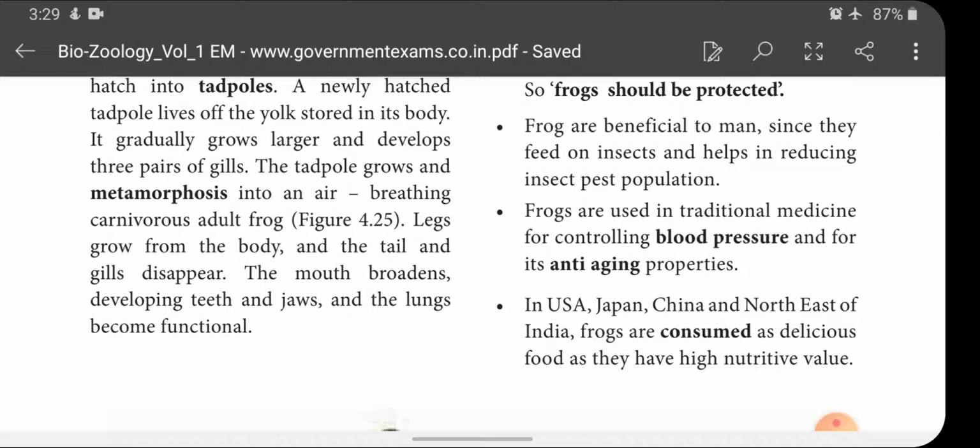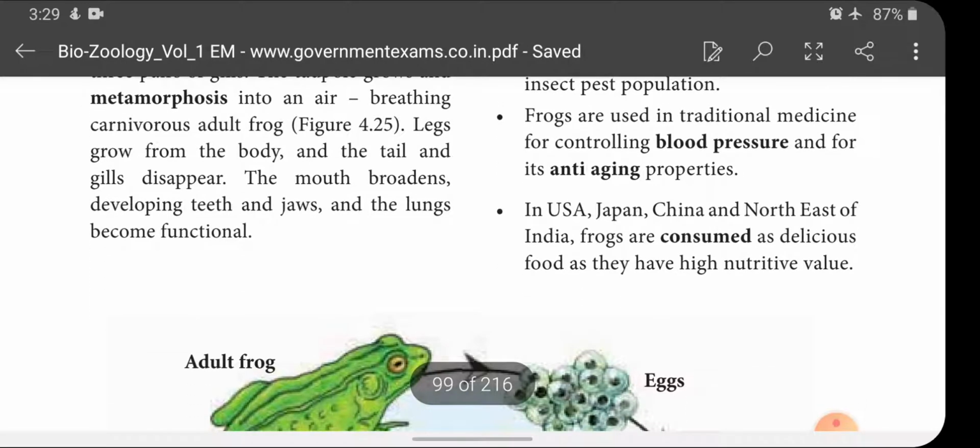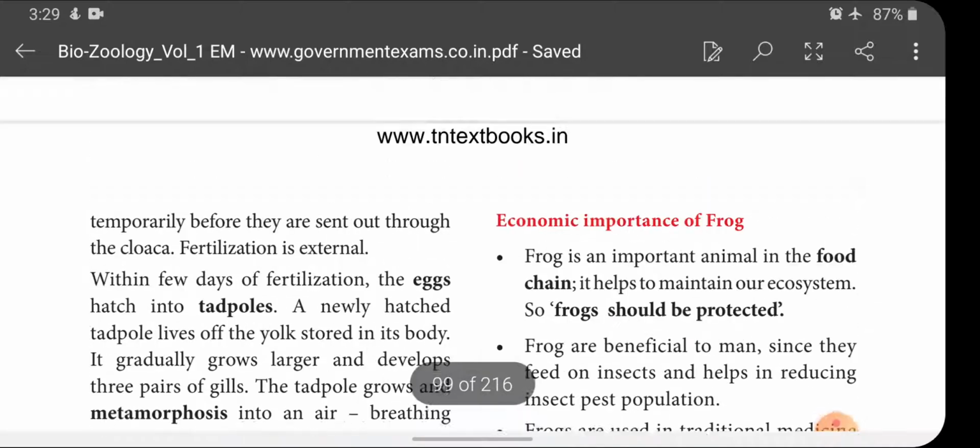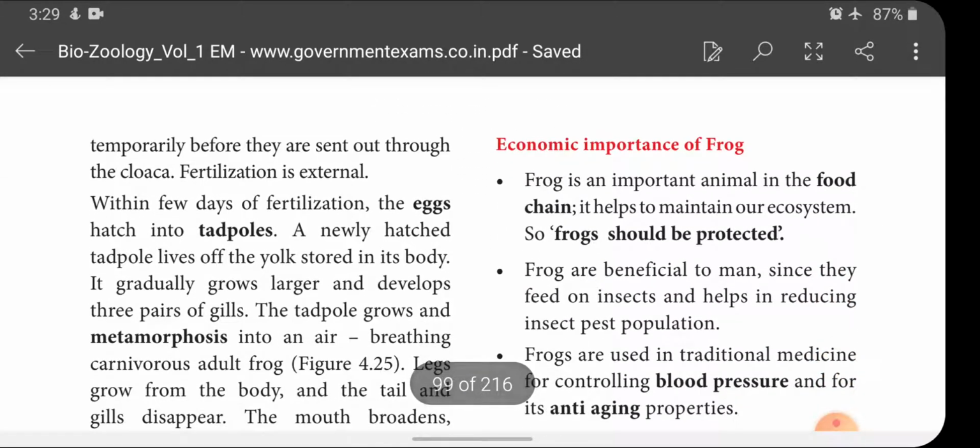Frogs are used in traditional medicine for controlling blood pressure and for their anti-aging properties. In the USA, Japan, China, and northeast India, frogs are consumed as delicious food as they have high nutritive value. So these are the economic importance of frogs. You can mark it for a 3 mark question, children.